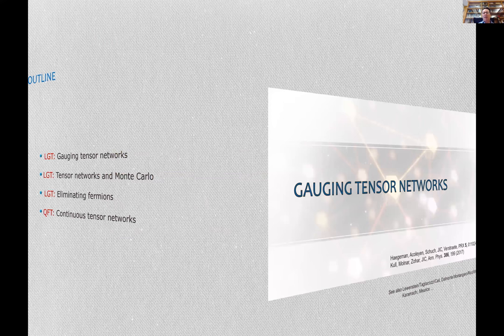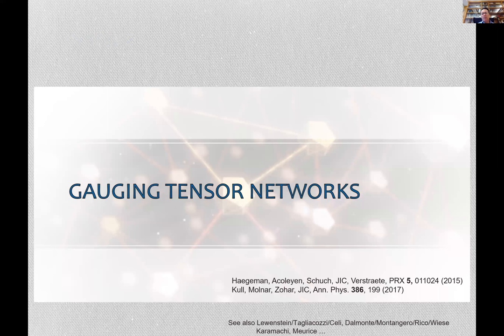Okay, so let me start with gauging tensor networks, and I will present the approach that we had in this paper, together with Frank and Norbert. And I also have to say that there are many works in this context. You have them listed there. Many people have made contributions, which maybe have different language, but are very similar in content.